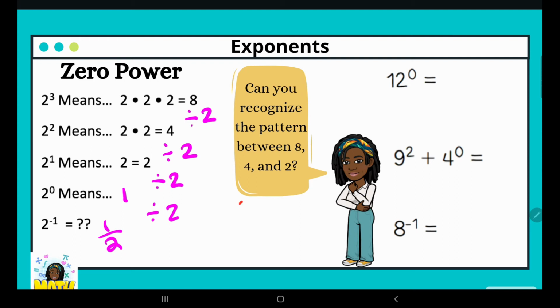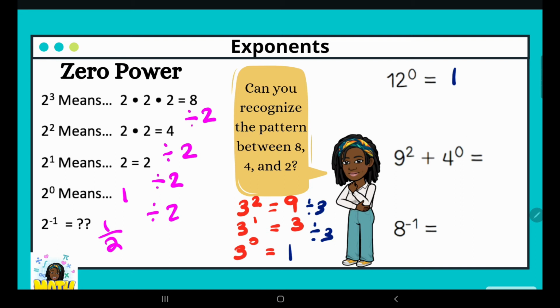So let's start with 3 squared is 9. Then 3 to the first power is 3. Now what would be 3 to the 0 power? Believe me now? 9 divided by 3 is 3. 3 divided by 3 is 1. So anything to the 0 power is 1. Let's take a look at some other examples. 12 to the 0 power, it's just going to be 1.